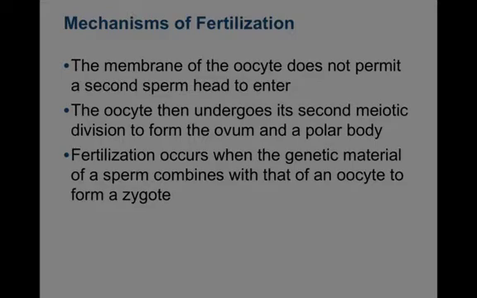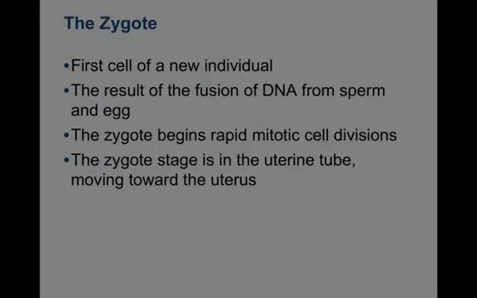So once fertilization occurs, the oocyte finishes meiosis, and then we get the formation of a zygote. The zygote is your first cell of the new individual. It is one cell. It is now diploid, the result of the fusion of egg and sperm. Eventually, we have very rapid cell divisions that occur. So what I have now is a one-cell organism with that nucleus.